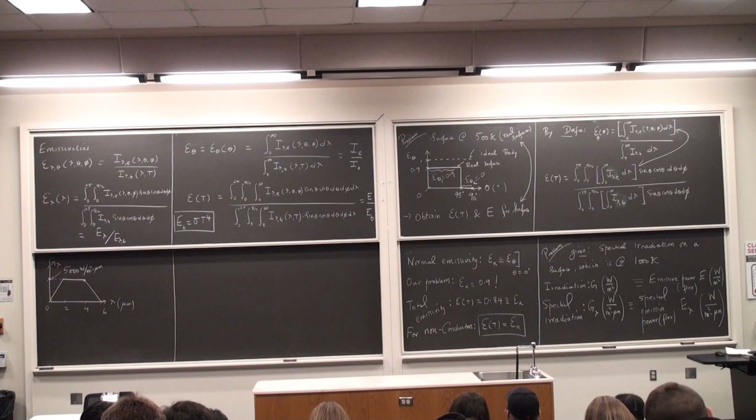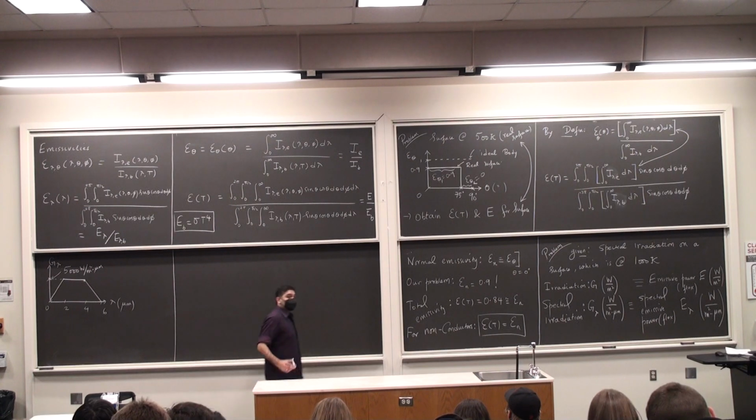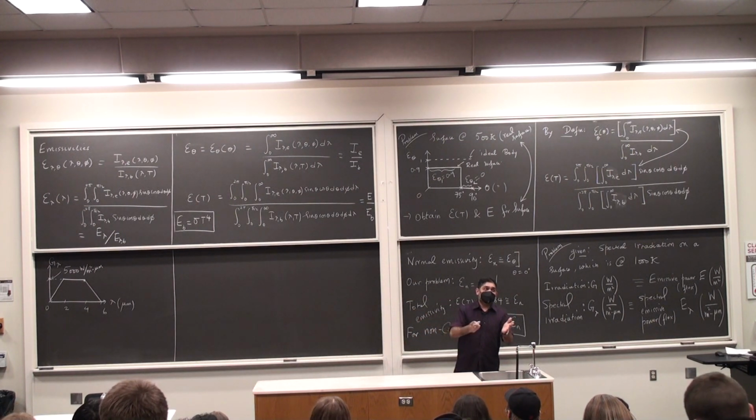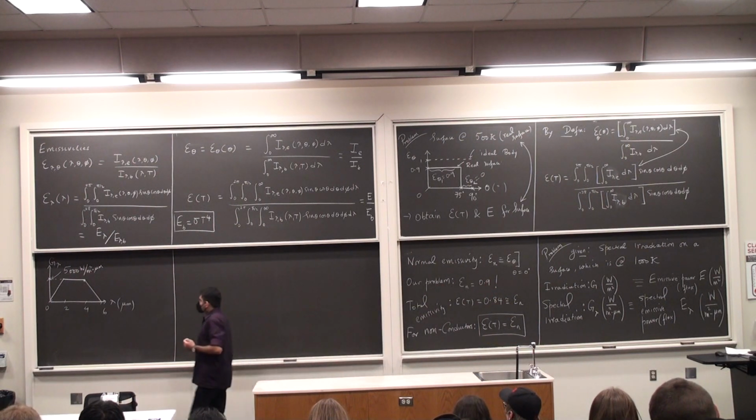So between 0 and 2, there's a triangular distribution. Between 2 and 4, there's a rectangle. And then between 4 and 6, there's once again a triangle that drops down. Okay. At all other wavelengths, G lambda is 0, beyond 6 micrometers. This is one thing that's given.